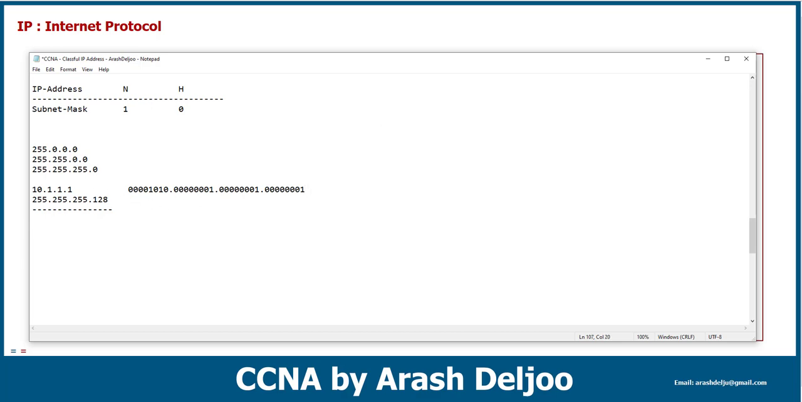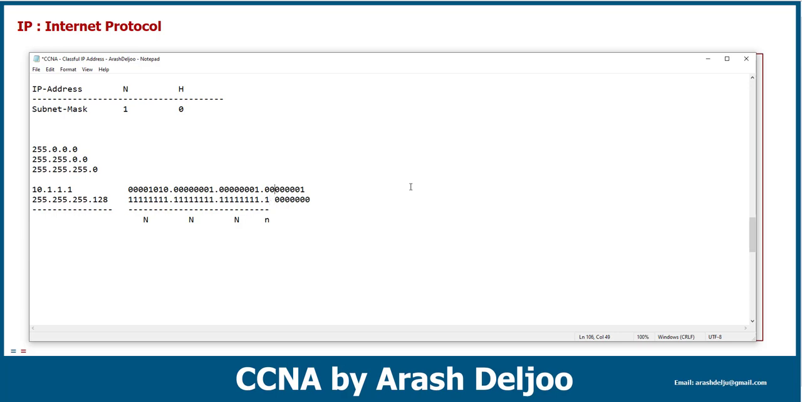After that, let me write the subnet mask: 11111111 dot, again 11111111 dot, again 11111111 dot, then 10000000. Look at here, 128 means only the first bit is the network bit and the other bits are the host bits. This is equivalent to 128. This means that in this IP address, the first 25 bits, not 24 bits, are the network bits. Here we have one network bit and 7 host bits, okay?